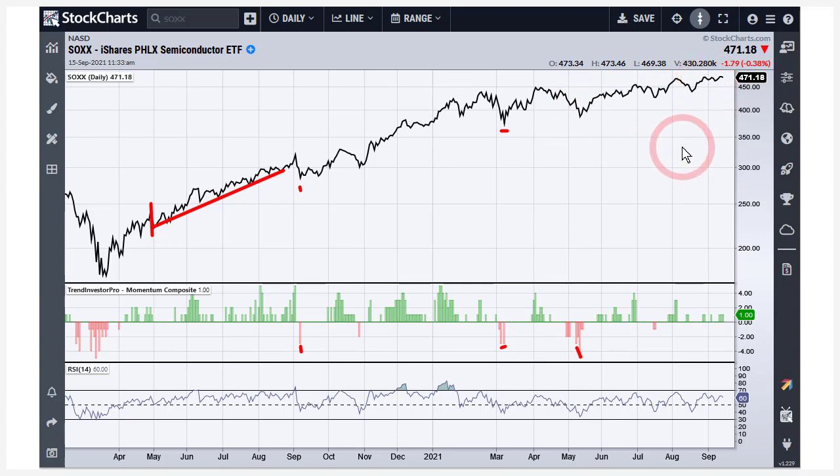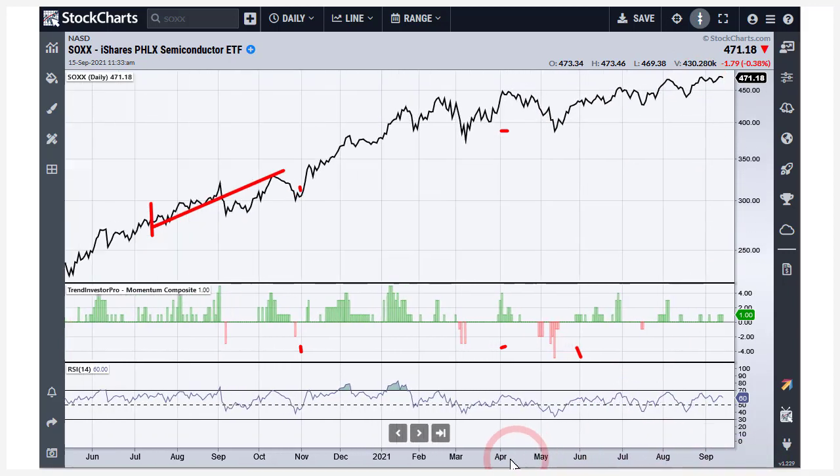Now sometimes the momentum composite is not sensitive enough to catch oversold conditions when the trend is really strong. So you can see when this trend is really strong, we get one signal, we don't get any here. And then in this period from June to September, we didn't get any signals either. And I'm going to open up that period a little bit more.